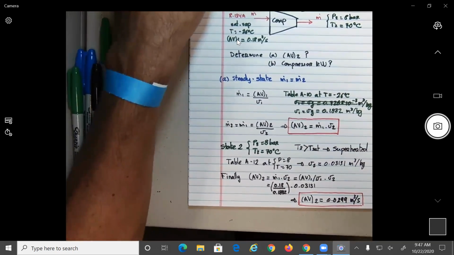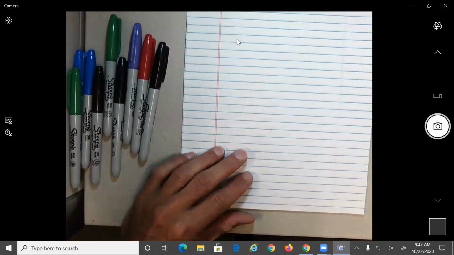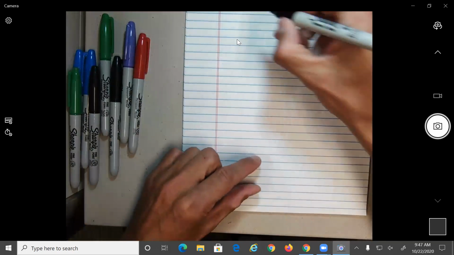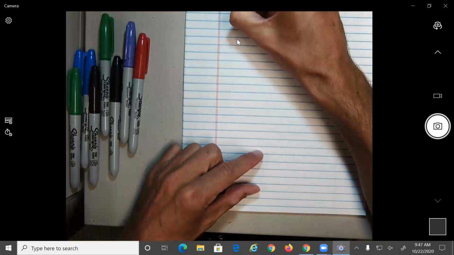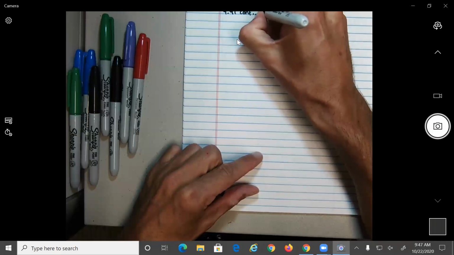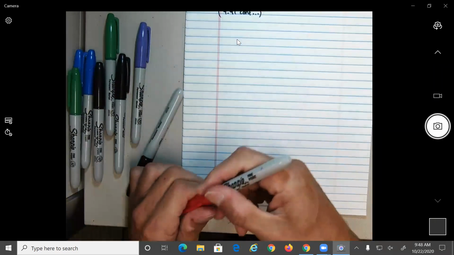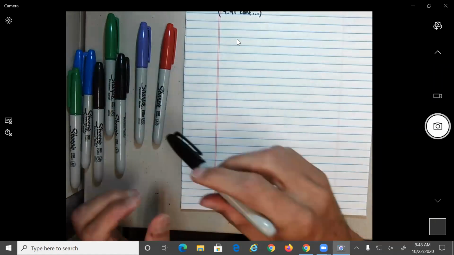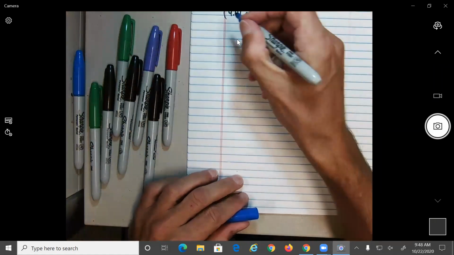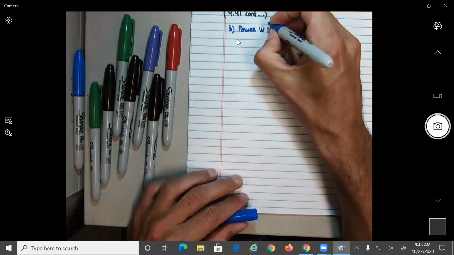All right. So we did the first part and we found out that the volumetric flow rate had to be 0.0299 cubic meters per second. So now in order to do the second part, which is today, lecture 16, with the problem 441 continuation, we need to do part B, which is to determine the power required to operate the compressor. So power for the compressor.